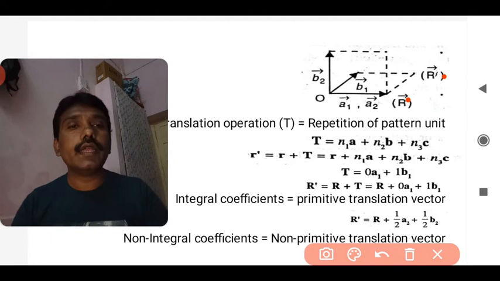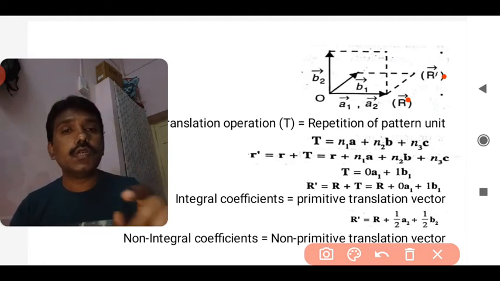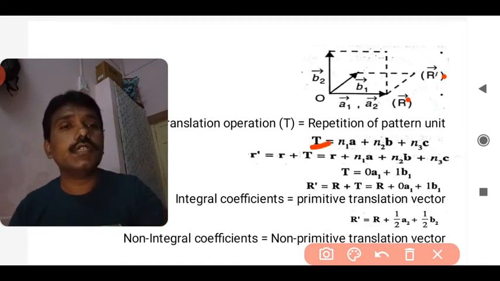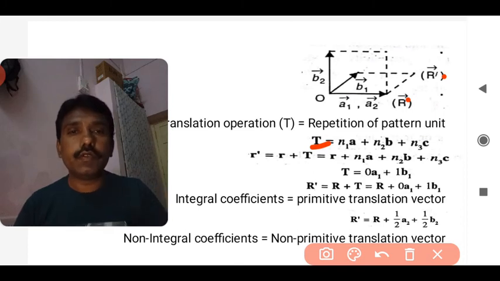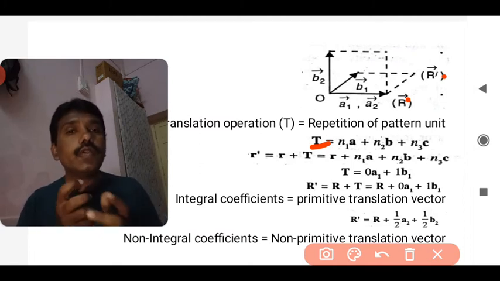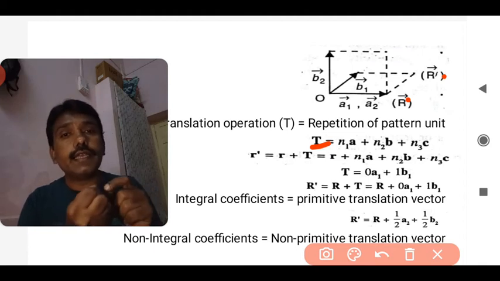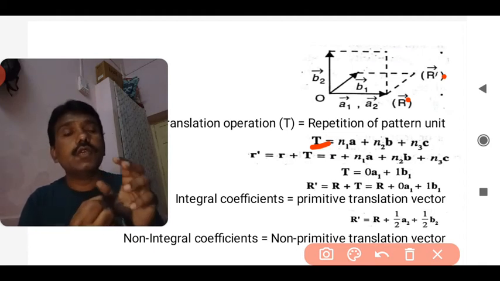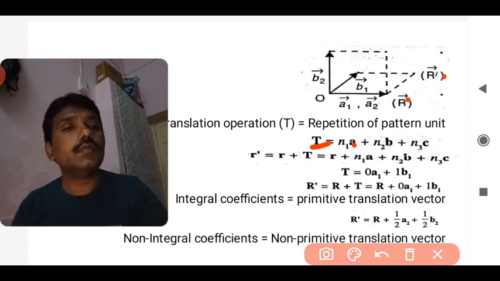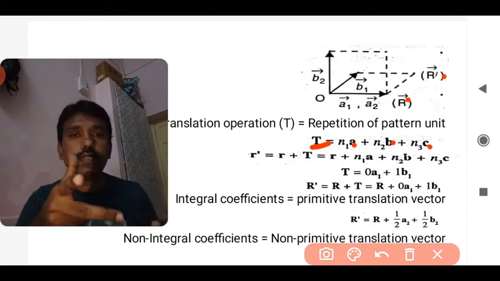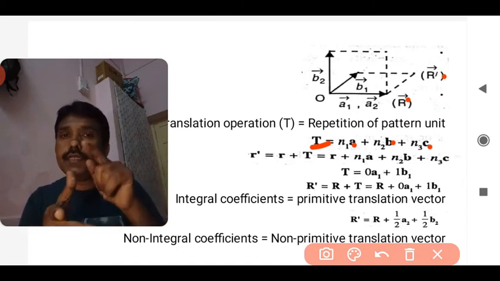Now what exactly is the translation vector? If the atoms are arranged along the x-axis, that is translation, the repetition of the pattern unit, and we write it as t. As far as the solid is concerned, we have to take any point or any atom as an origin. As the solid is three-dimensional, we have to take three vectors a, b, c, along the x, y and z axes.